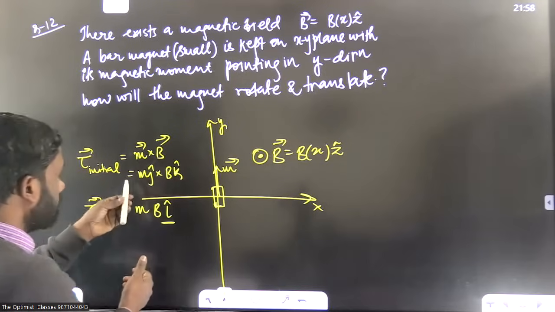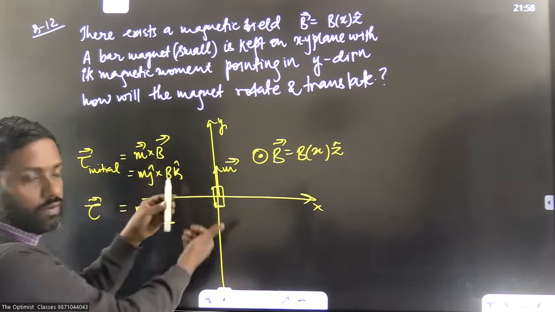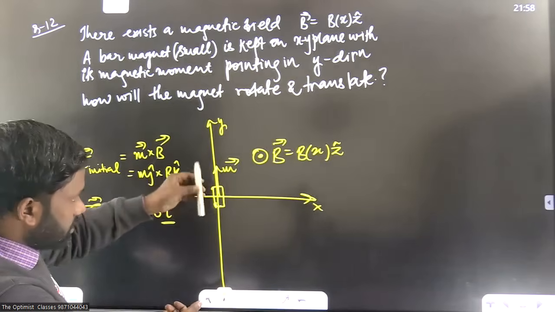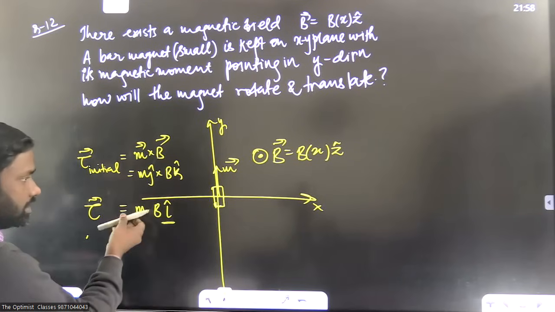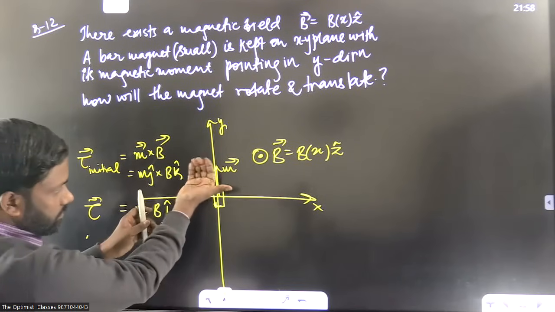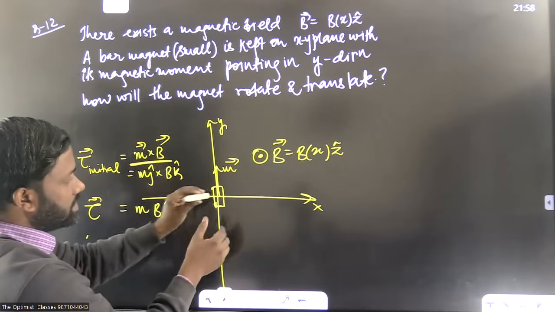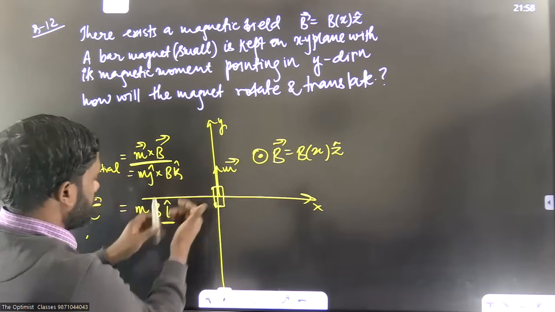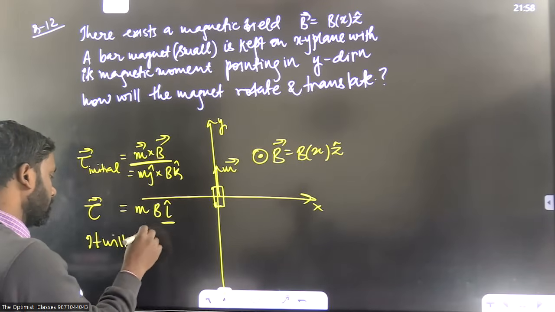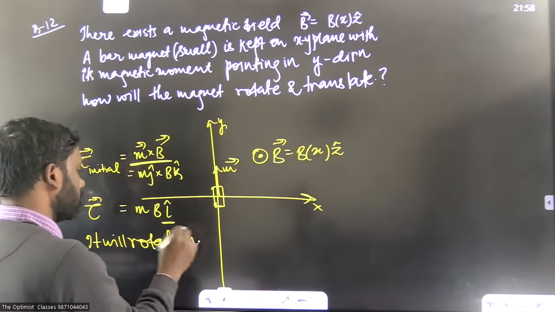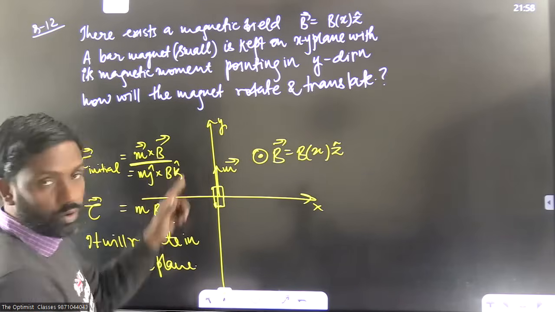Because of the torque, this bar magnet will rotate, and the i direction will act like an axis. Since the i direction is acting like the axis, and the torque is in this direction, it will rotate like this. You can see this using the cross product also: M is in this direction, B is in this direction, so M cross B. So it will rotate in this sense. It will rotate in the YZ plane.